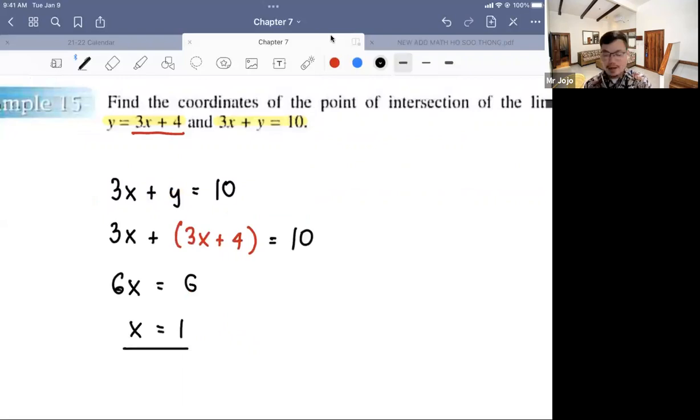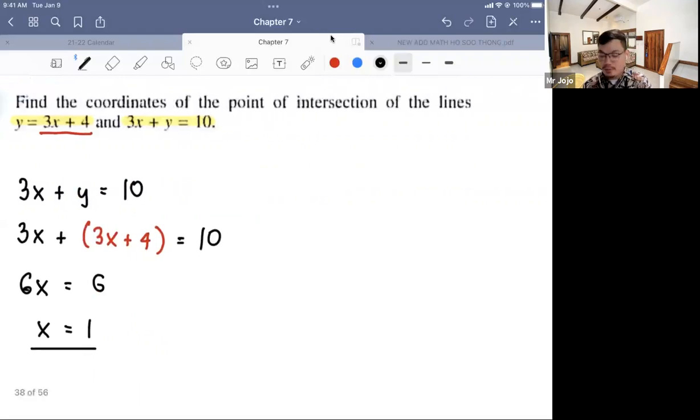And how about your y value? Just use that one: y equals 3x plus 4. So y is equal to 3 times 1 plus 4, so your y is equal to 7. The point is (1, 7).